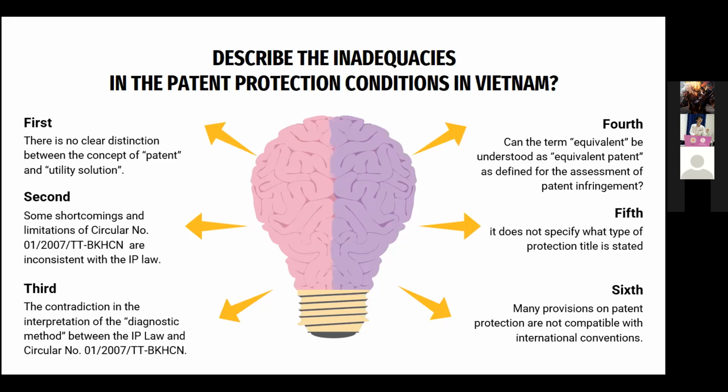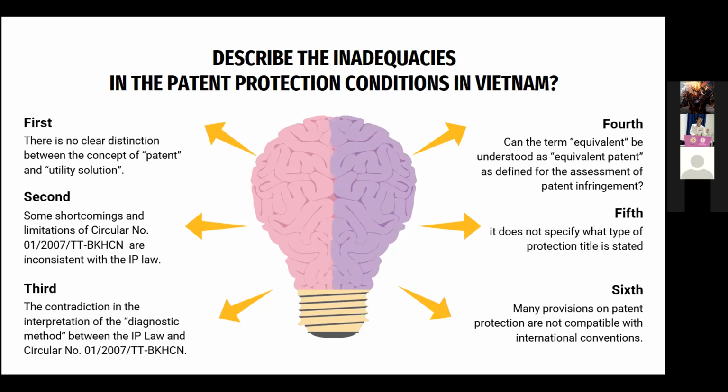Third, at point p, clause 3, Article 25 refers to a denoted method as a protective procedure. However, in clause 7, Article 59 of the Intellectual Property Law, these subjects are not recorded as invention. Thus there exists a contradiction in the interpretation of the denoted method between the Intellectual Property Law and Circular No. 1/2007.